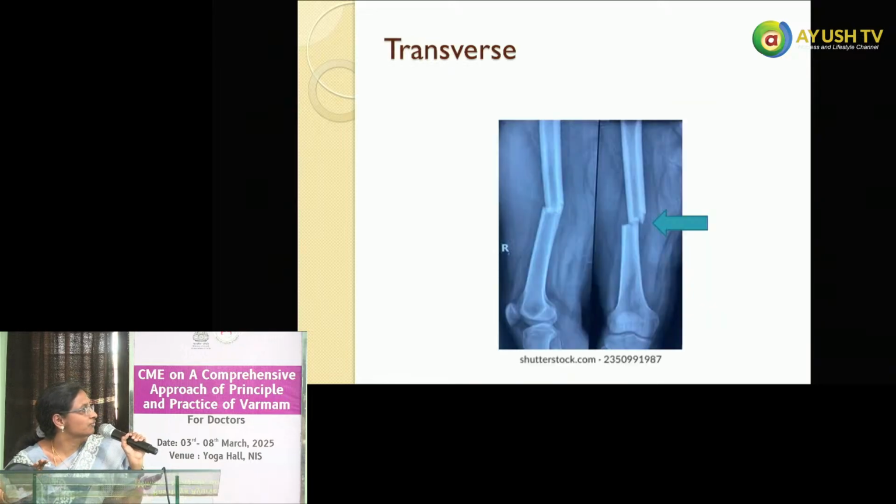This is an example of a transverse fracture. This is an AP lateral of the thigh including the knee joint. So the femur bone in the thigh, and where the blue arrow is pointing, you can see the fracture, and that is perpendicular to the long axis of the bone. So this is an example.